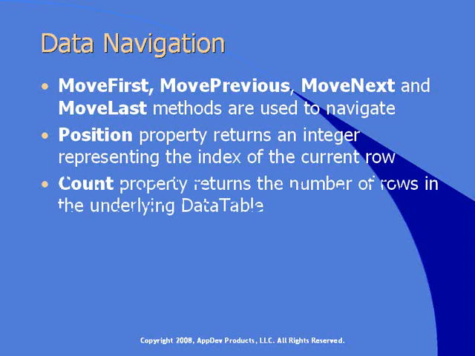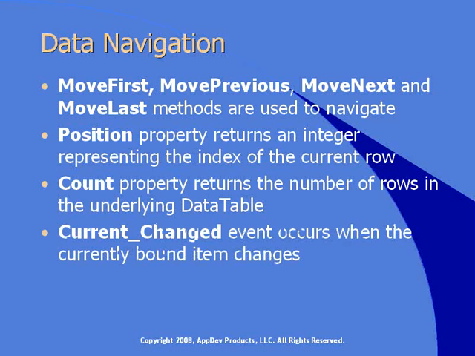The Count property tells you how many rows there are in the table, and the CurrentChanged event occurs when the item that's currently bound changes. So in other words, when you move from row to row, the CurrentChanged event occurs. This is a good place to do validation if necessary, or any updating on the form.